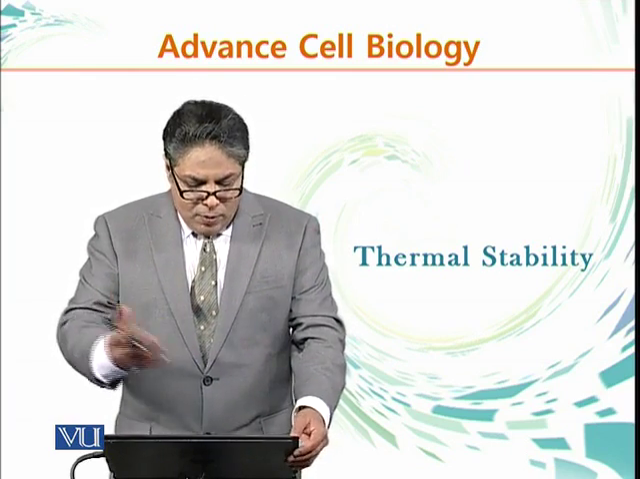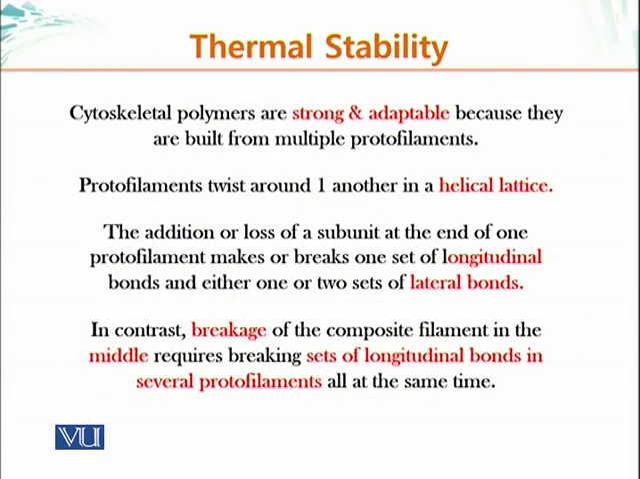So let's see how these things tie up together. The cytoskeletal polymers are strong and adaptable because they are built from multiple protofilaments. Long, linear strings of subunits join end to end and associate with one another also laterally. So, strength and adaptability: the basic principle is making these structures from smaller units. Protofilaments basically are the filaments that ultimately form the larger filamental structures. I will show you a protofilament, what I mean by protofilament, in the next slide.